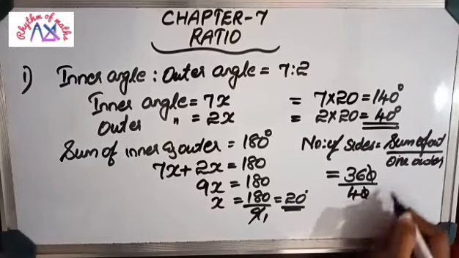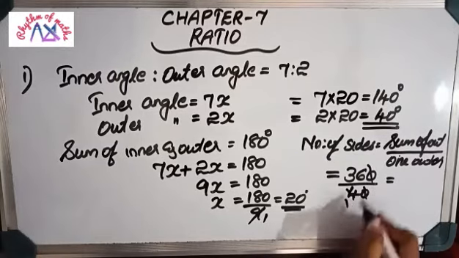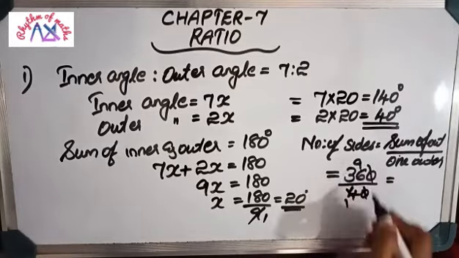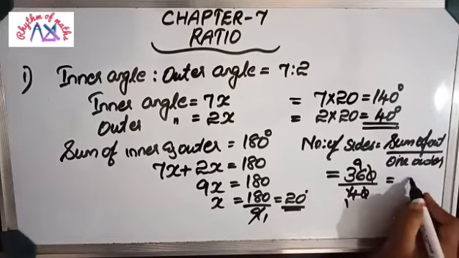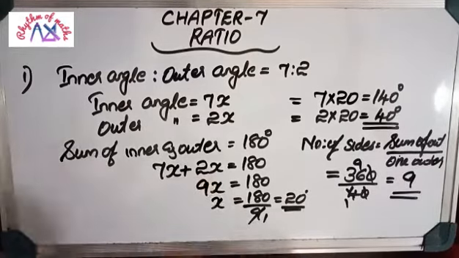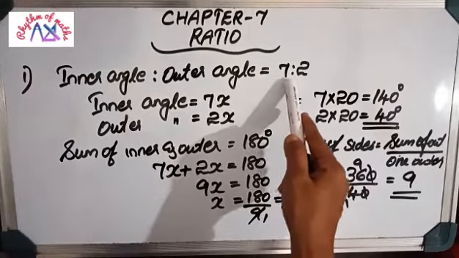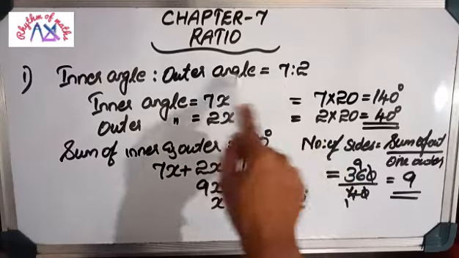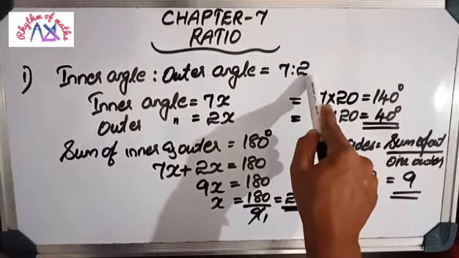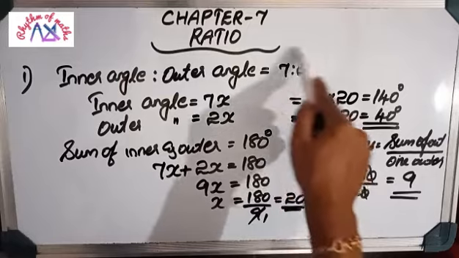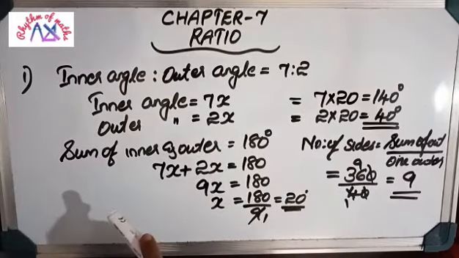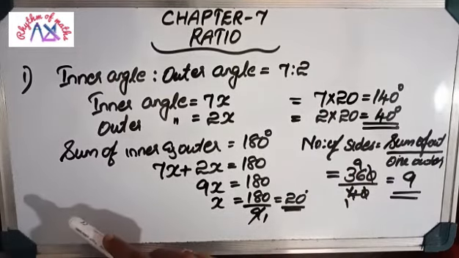So the 0s cancel. In 4 only 1 four. In 36, 9 fours are there. 9 fours are 36. So the number of sides is 9. It is a 9-sided regular polygon, and the inner angle and outer angle are in the ratio 7:2. It doesn't mean that one angle is 7 degrees and the second angle is 2 degrees. This is a ratio. From this ratio we can find the angles. Okay, so this is the first answer.